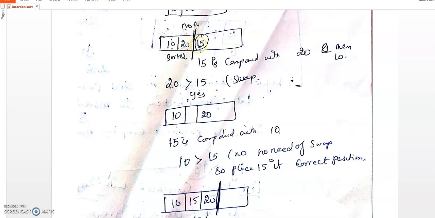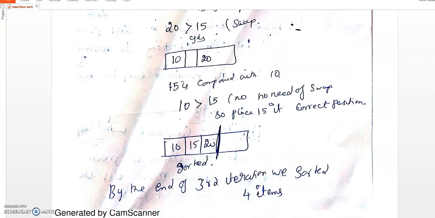For example, here 15. First, the 15 is compared with the previous position. There is the 0th element, first element, second element. The second element, that is 15, is compared with 20. Here the 20 is greater, so the 20 is moved to the next place. This creates an empty space. Then again, the 15 is compared with 10. 10 is not greater than 15, so the correct place for 15 is identified.